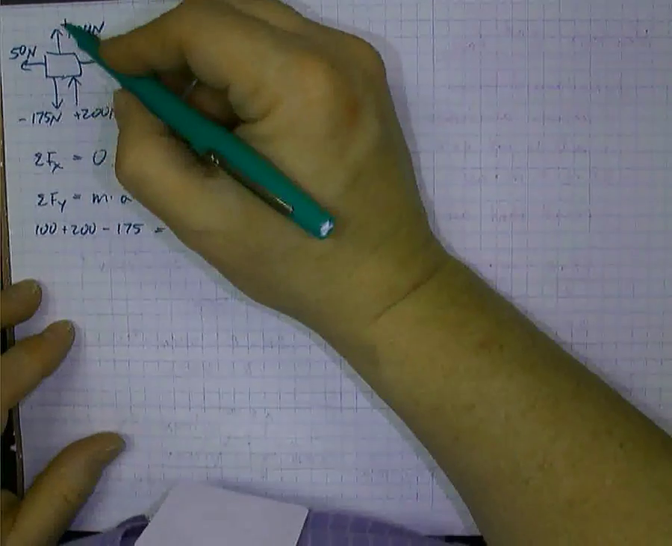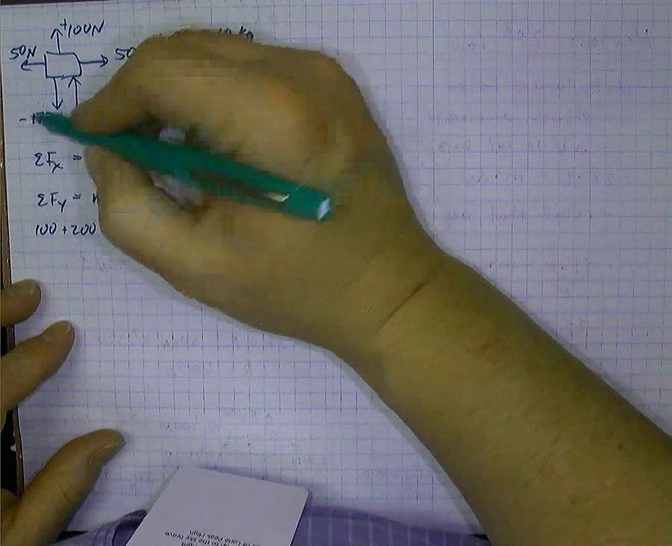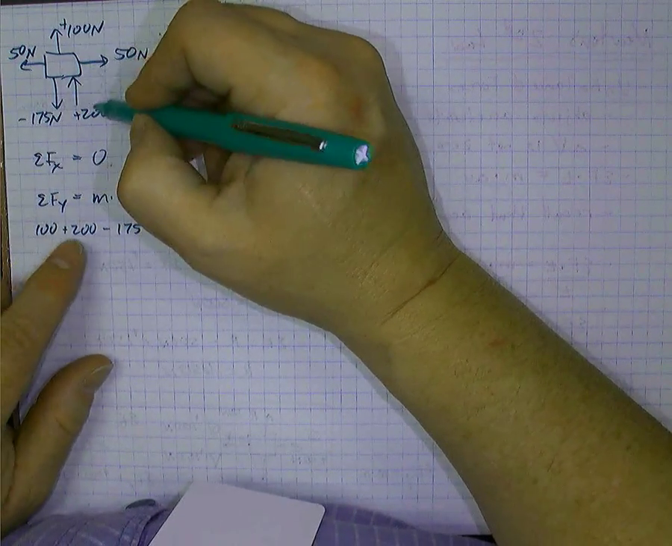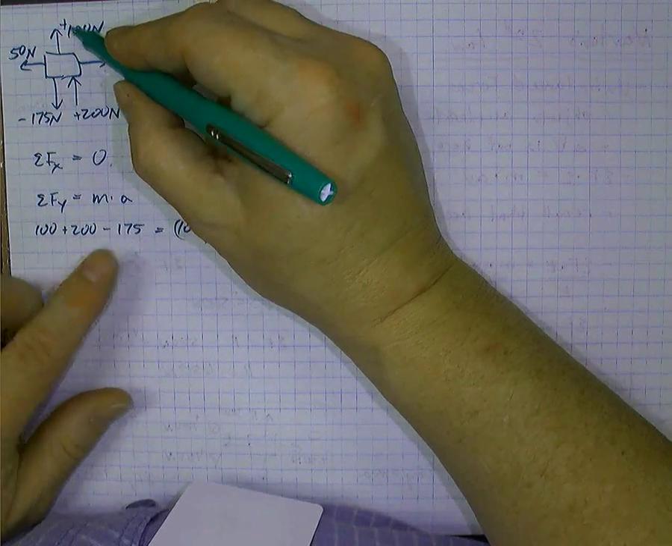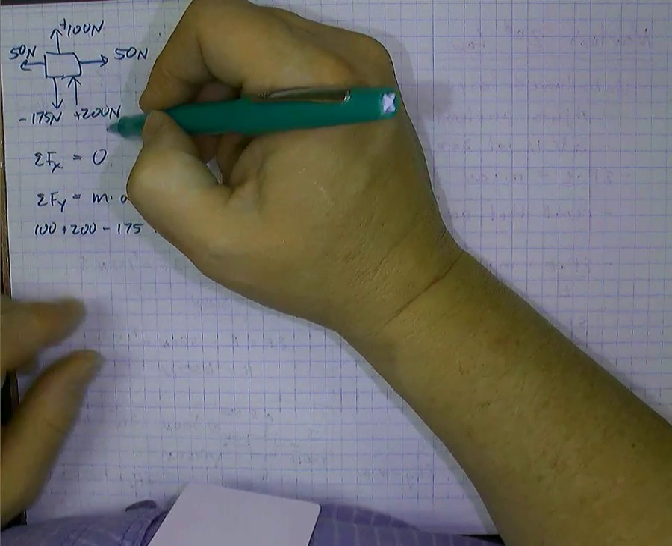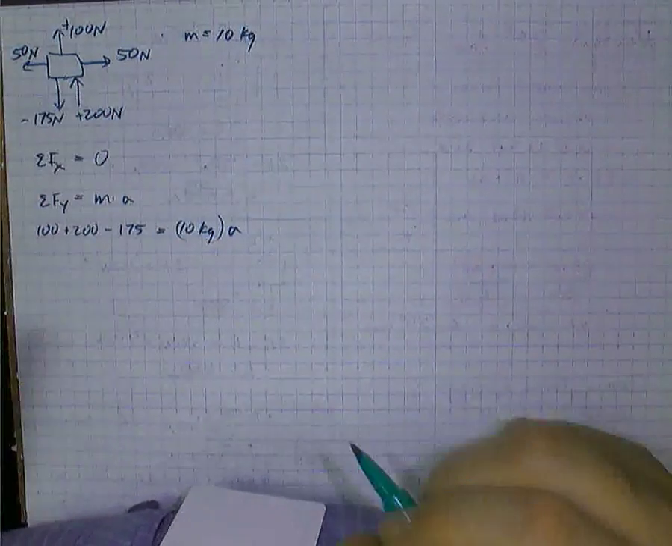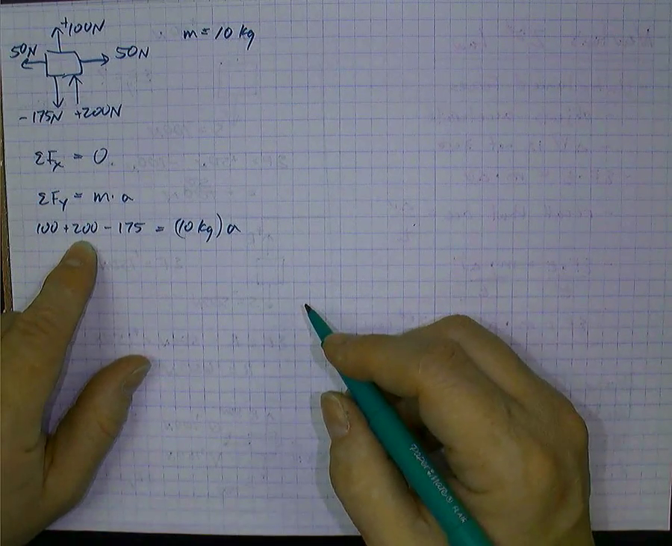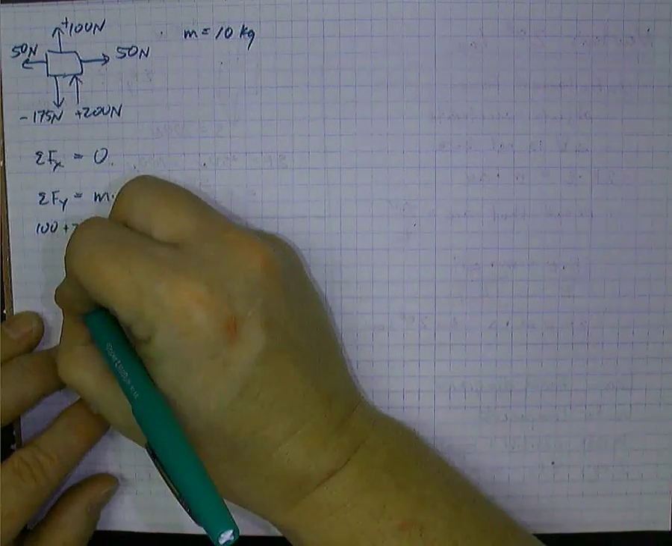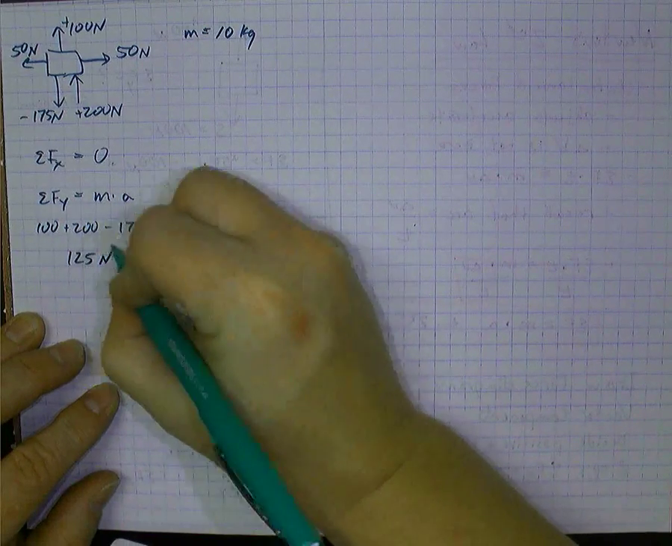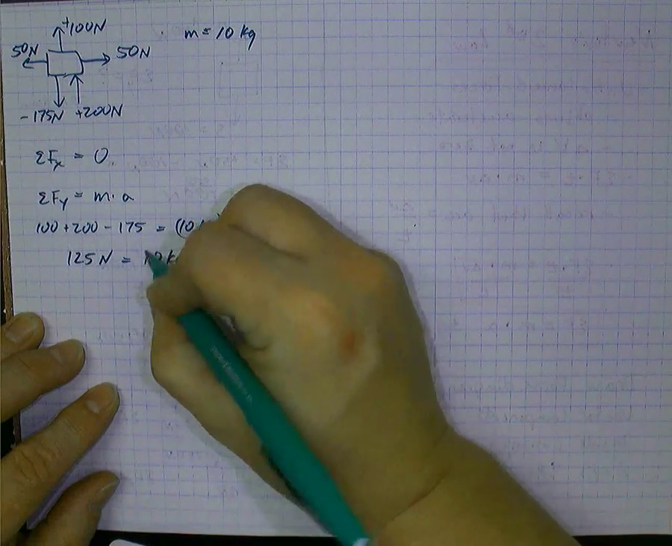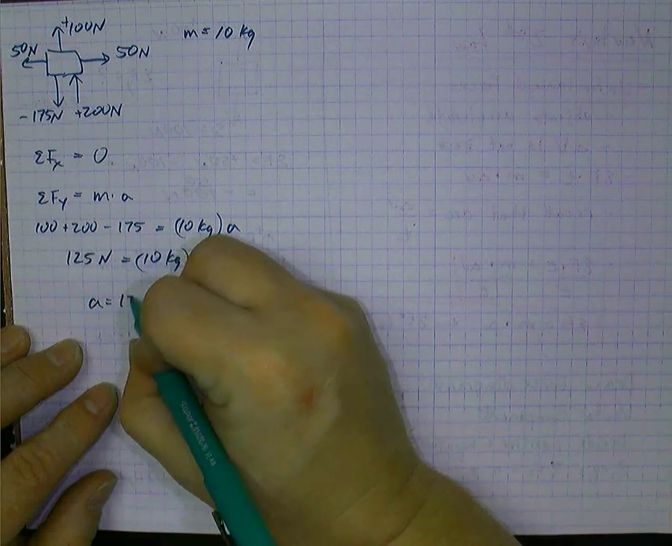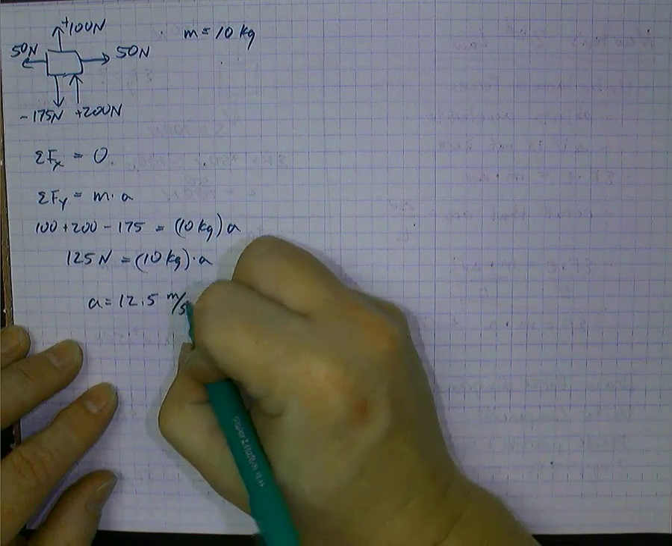The positive and negative on each of these is very important, which one's positive and which one's negative. It doesn't matter when I go to write the equation, right? 100, 200 minus 175. It could have been 100 minus 175 plus 200. It really doesn't matter what order I go in, but the positive and negative are very important. Simplify these numbers as much as I can. 100 plus 200 is 300, minus 175 is 125 newtons, equals 10 kilograms times A, and divide by 10, A must equal 12.5 meters per second squared.